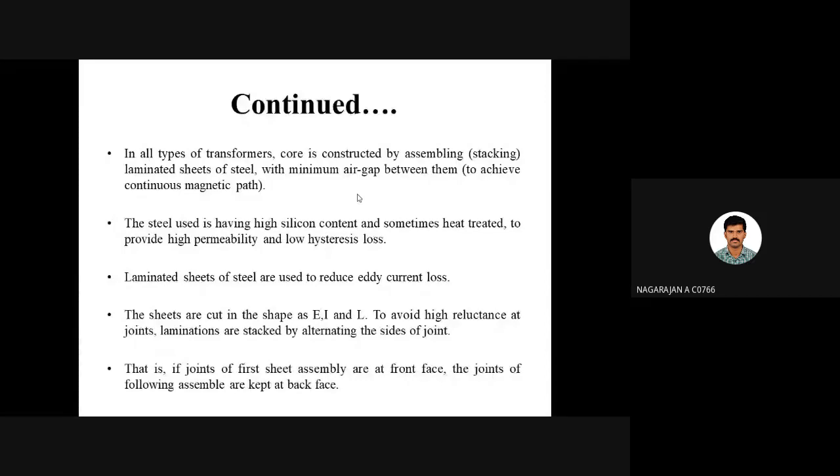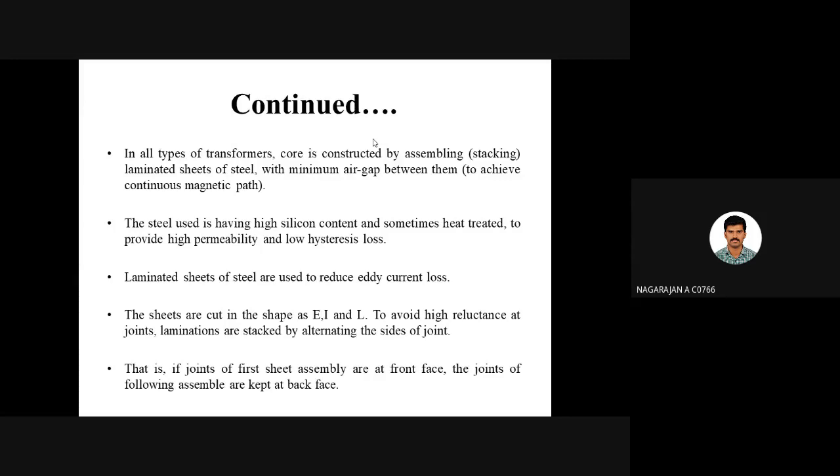So for reduced hysteresis loss, we should be selecting silicon steel. And to reduce eddy current loss, we should be going for stampings, laminated structure of transformer cores. Instead of using a single core, slices of multiple cores are merged together to form a single structure. Okay, so you should write about this.